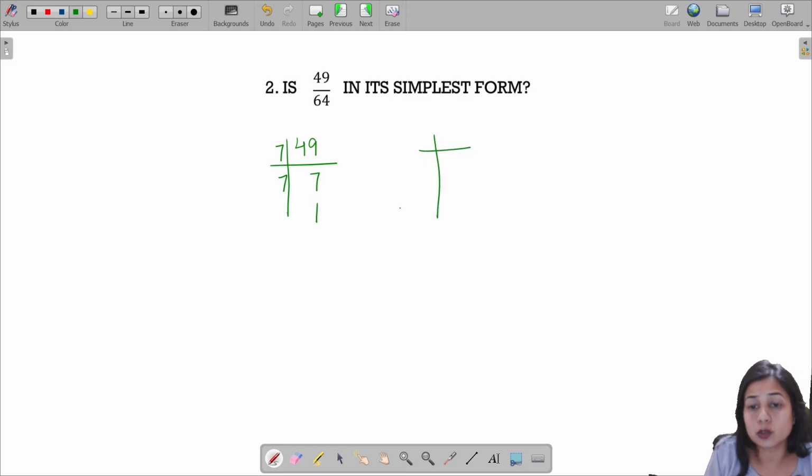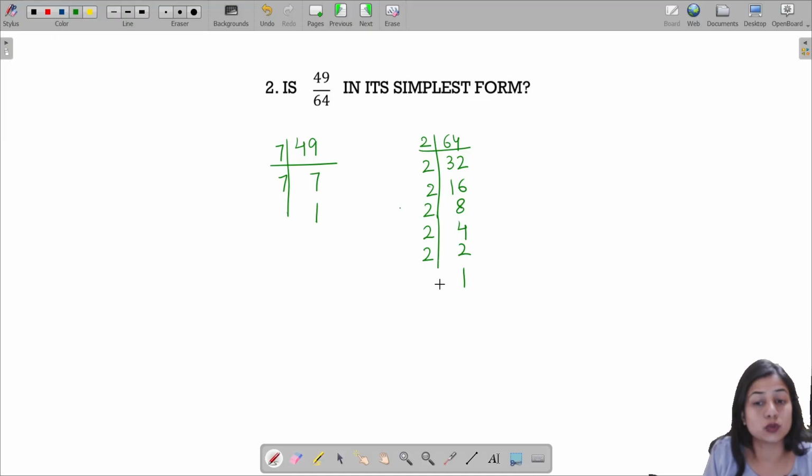Moving to the factors of 64, we're going to start with 2. 2 times 32 is 64. 2 times 16 is 32. 2 times 8 is 16. 2 times 4 is 8. 2 times 2 is 4. 2 times 1 is 2.